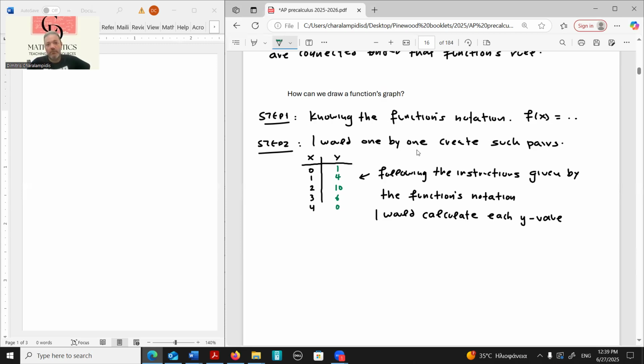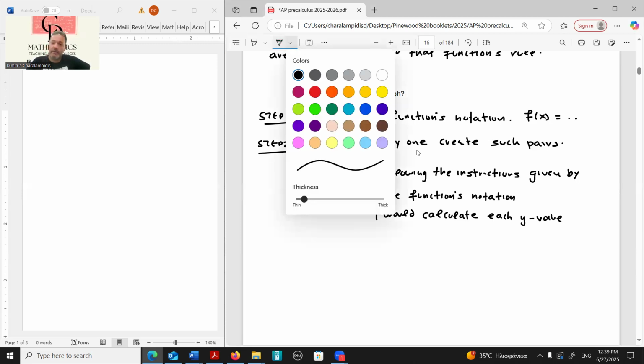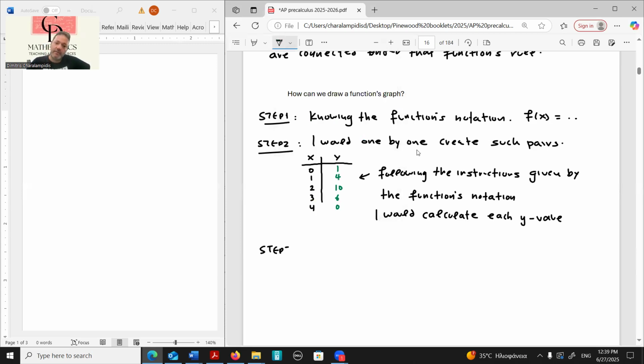So, assuming that I did that and I got 1, 4, 10, 6, and 0, this means that now I have the pairs I needed, the pairs of input output values. How did I just define a graph? It's the visualization of these pairs.